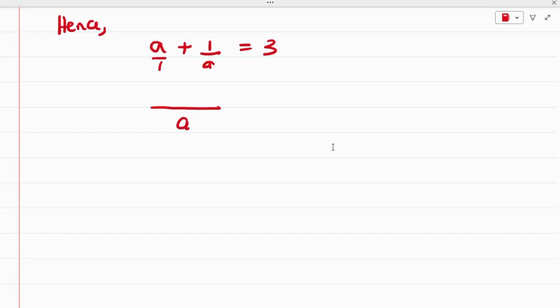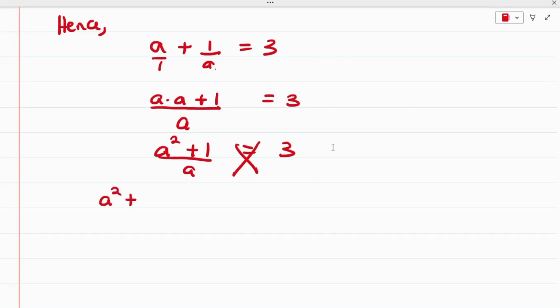So we have this, if you look for the LCM, we have a, and this is over 1. So 1 into a is a, so we have a multiplied by a plus a divided by a, well, 1 times 1 is 1, and this is equal to 3. So we have a multiplied by a is a square plus 1 over a, and this is equal to 3. So if we cross multiply, we have a square plus 1 is equal to 3 multiplied by a. So we have a square plus 1 is equal to what?